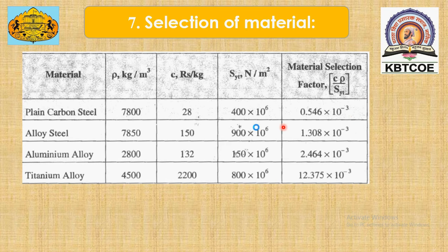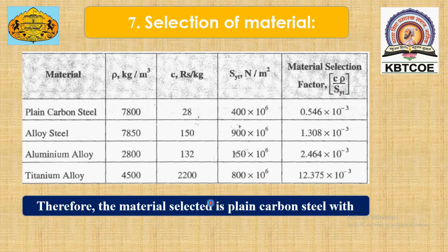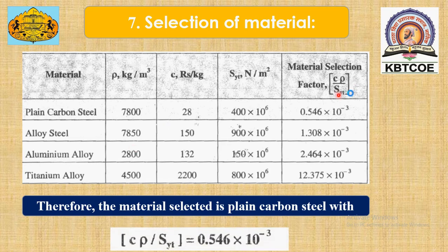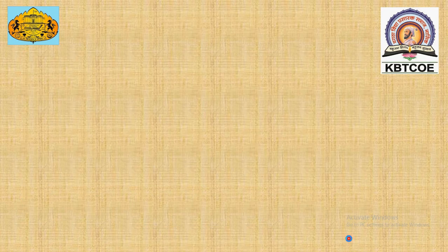Okay, you see for the plain carbon steel it is 0.546 into 10 raised to minus 3, which is a minimum. Okay, so this plain carbon steel is the selected material for this optimization problem. Okay, so the value of C rho upon SYT is equal to 0.546 into 10 raised to minus 3.